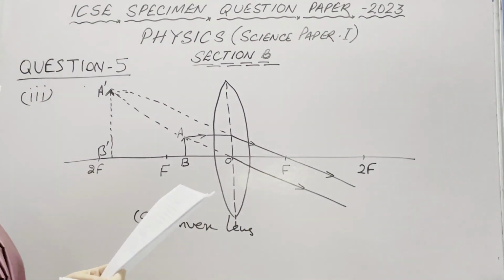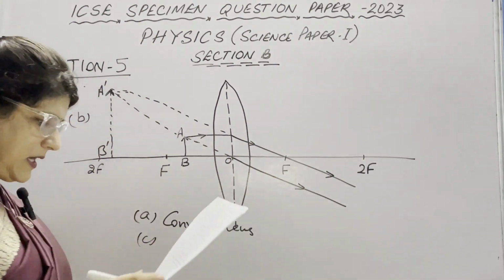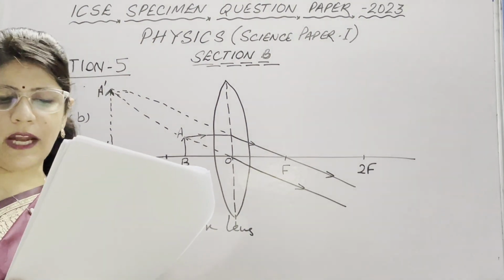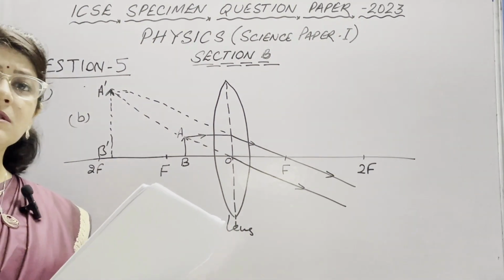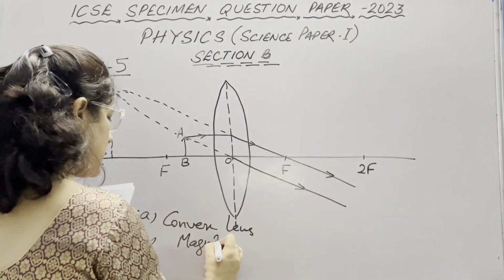In the C part, this was our B part. Now in the C part they have asked, in which optical instrument is this kind of image formed? We all know this is a simple microscope, or you can write magnifying glass.